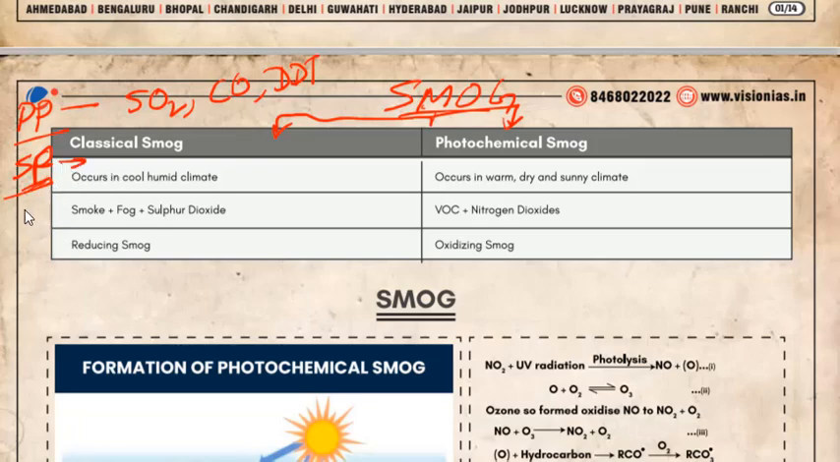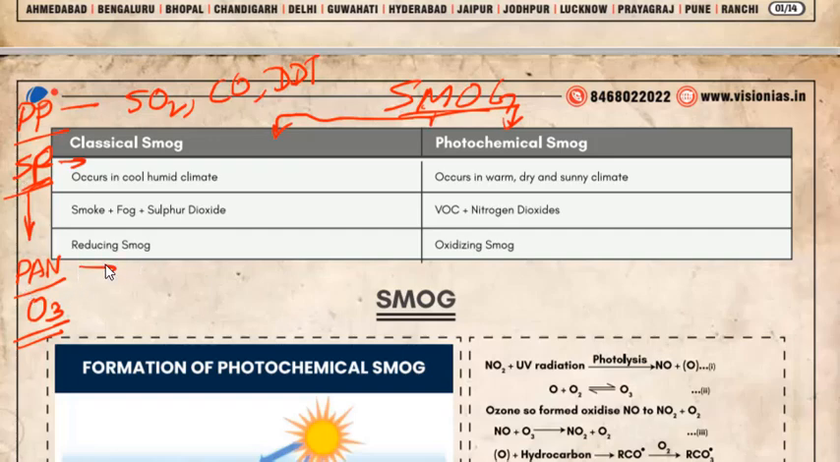Secondary pollutants are those which are formed by the interaction among the primary pollutants. It means if different primary pollutants interact, they form some different pollutant, then it is called a secondary pollutant. There are different examples. One of the most important is PAN. Next is O3, ozone. Okay, so these are the secondary pollutants.